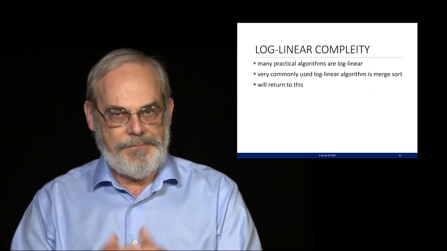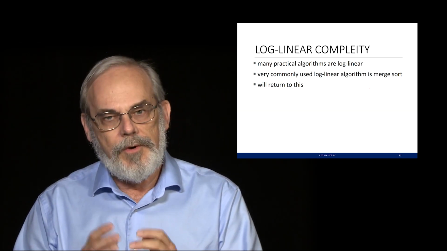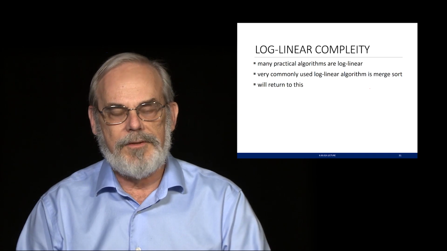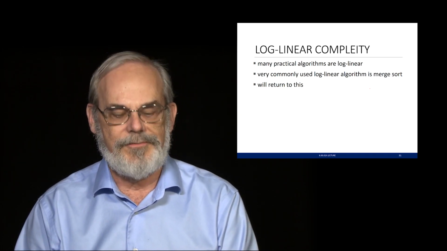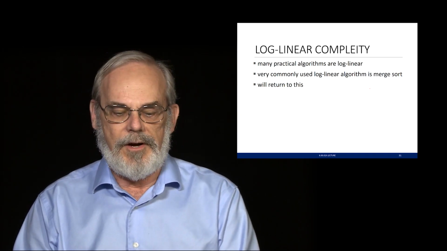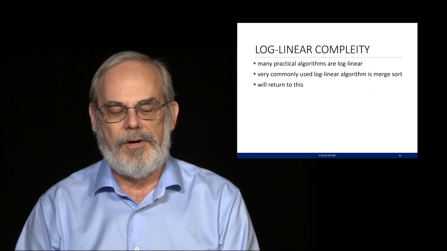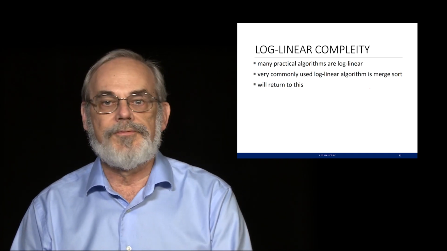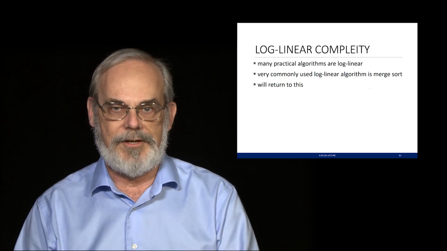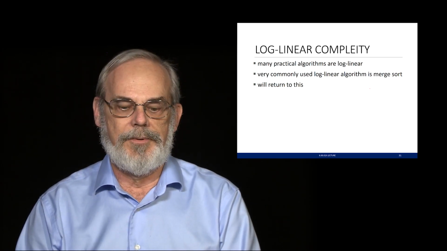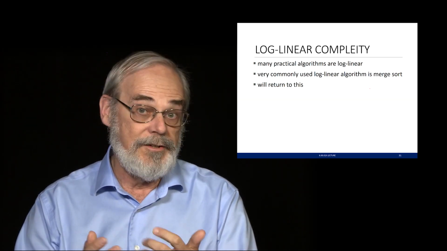Now, the next level is what we call log linear. And we're going to see that many practical algorithms fall into this class. It's another nice, efficient class. And is very commonly used on things like an algorithm called merge sort. And I'm simply going to defer you. We're going to come back to that in the next lecture. But this will be a classic example of a log linear algorithm. And you'll see it in a little while.